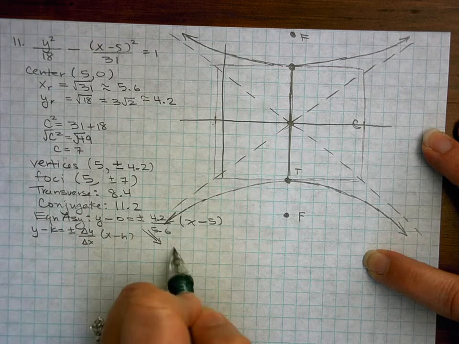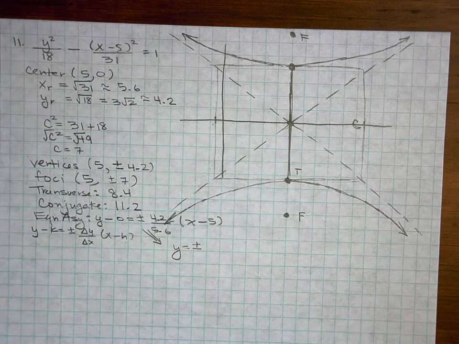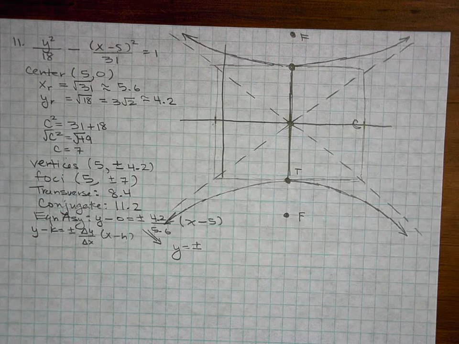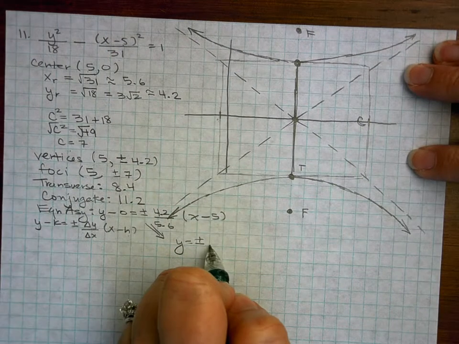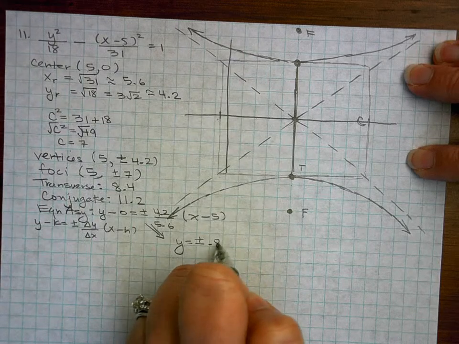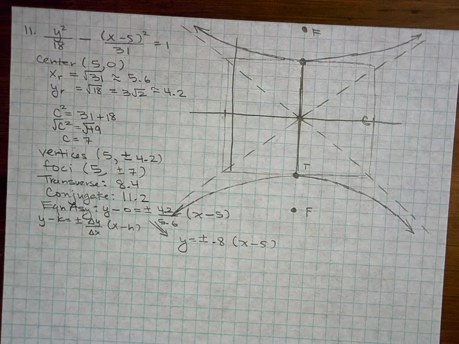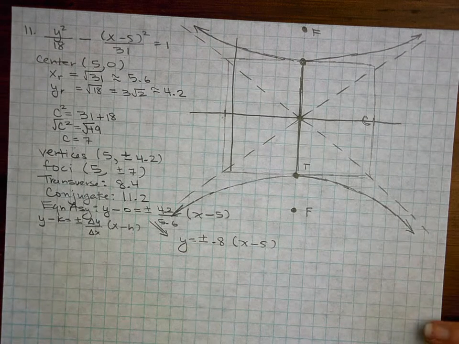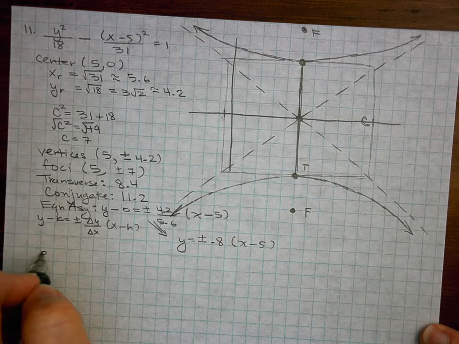So y minus 0 is y, and then plus or minus, and then I have that weird decimal, so I want to make that just its own decimal, not a numerator and a denominator. So if I do that divided by that, I get about 0.75 or 0.8, and then x minus 5. And so that would give me the equations of my asymptotes, and then finally my eccentricity, so e.